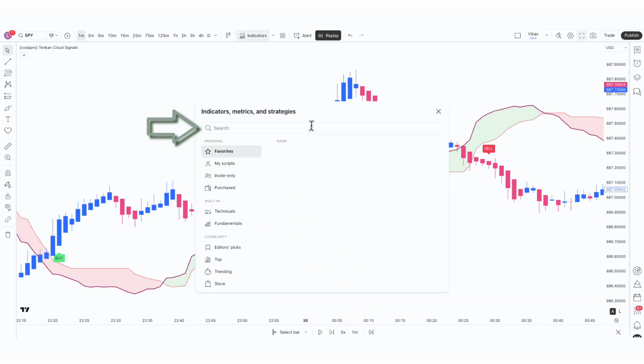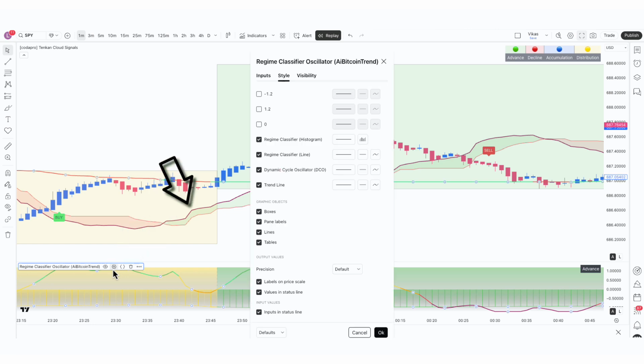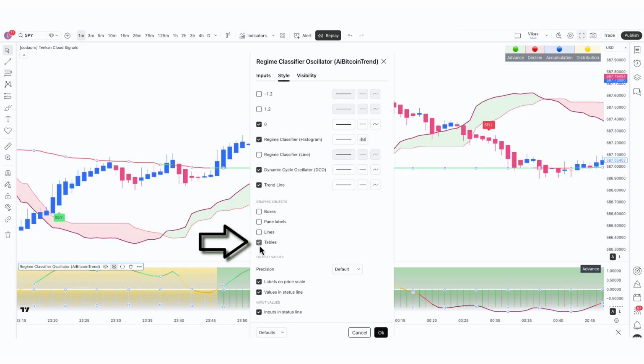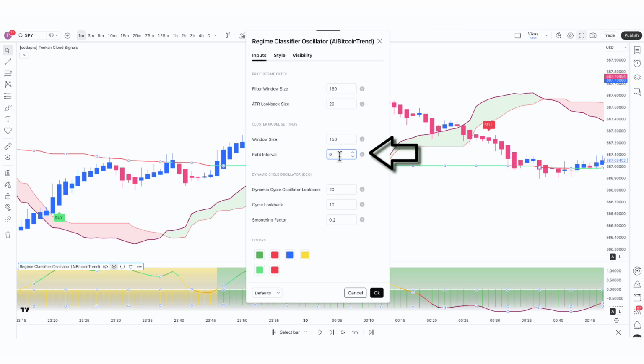Let's go to the Indicator Search tab, search for Regime Classifier Oscillator, and select this one called Regime Classifier Oscillator Indicator, created by AI Bitcoin Trend. Now let's access the settings of this indicator so we can modify it to suit our strategy. We need to increase its thickness by clicking on this 0 option, and we have to keep these options hidden. And after that, change the filter window size option from 150 to 160. And after that, change the refit interval option from 100 to 95. And here everything is fine after that.